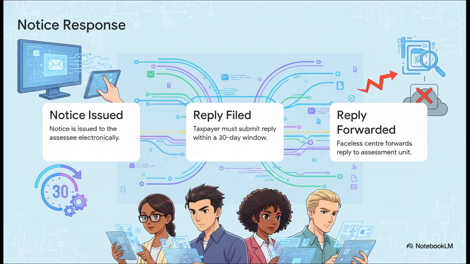When a notice or intimation is actually served, which is usually electronically via your registered account or email, a ticking clock immediately starts. Step 2, you typically have a strict, totally non-negotiable 30-day window to get your notice's reply and supporting documents submitted. Then in Step 3, your reply goes right into the faceless system, which routes it directly to a specific assessment unit. Missing this 30-day window? Yeah, that can lead to adverse adjustments being made entirely without your input. No way you want that.